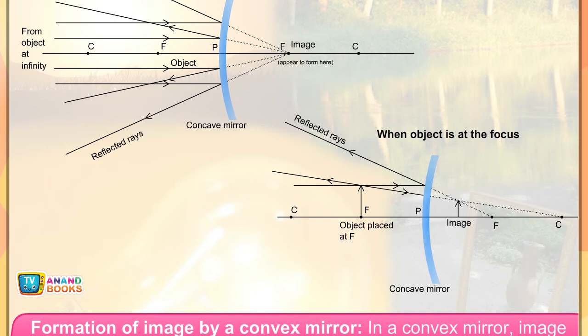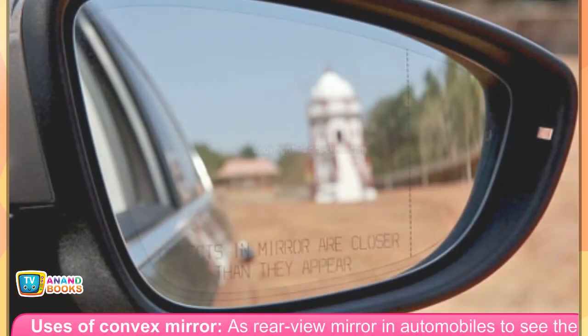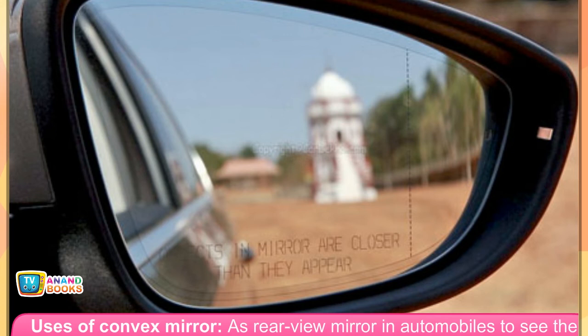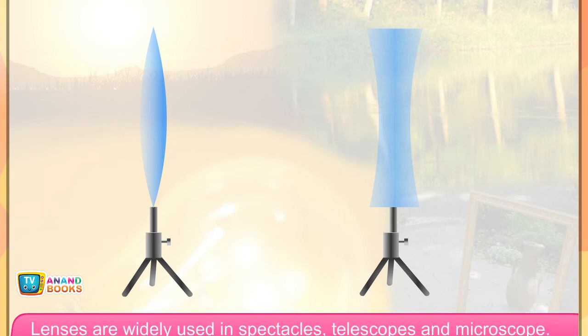In a convex mirror, the image is always virtual, erect and diminished. Here we show the formation of image by a convex mirror for two positions. Uses of convex mirror. As a rear view mirror in automobiles to see the traffic coming from behind. Lenses. A lens is a piece of transparent substance having at least one curved surface. Lenses are widely used in spectacles, telescopes and microscopes.